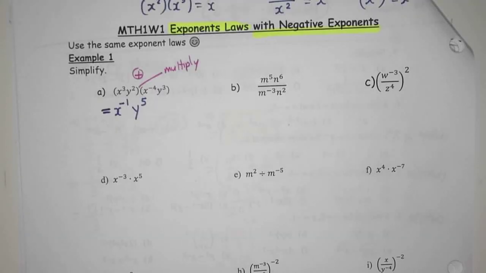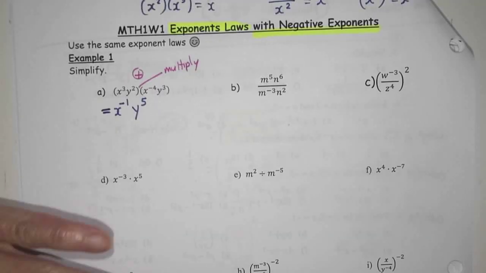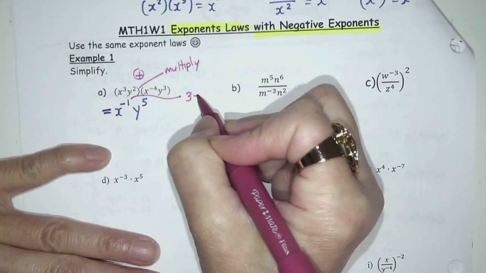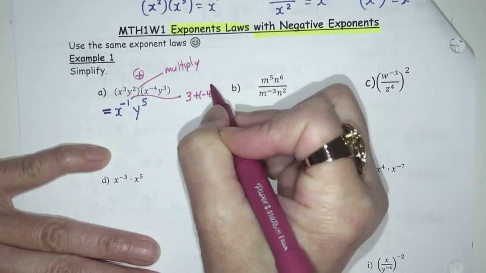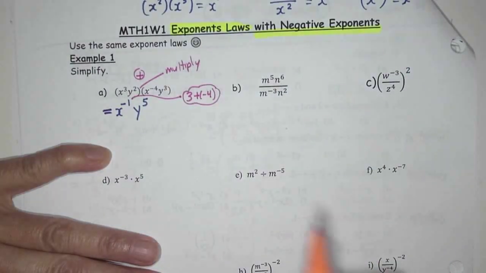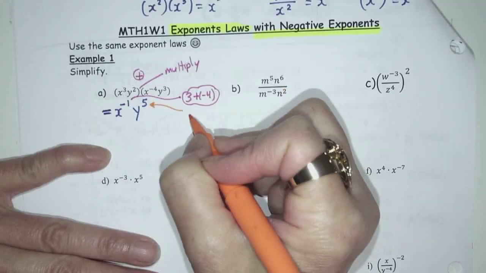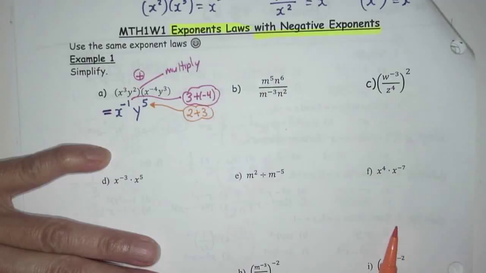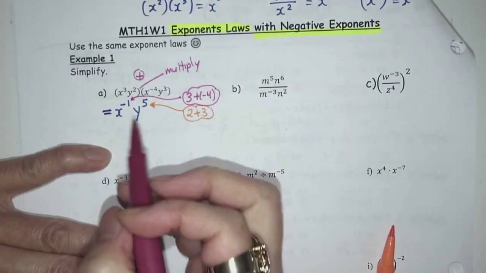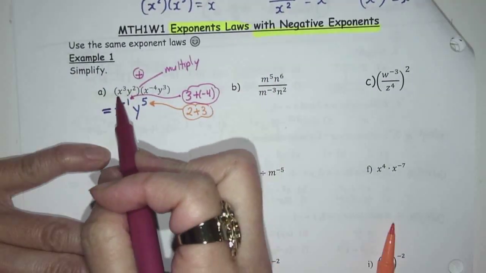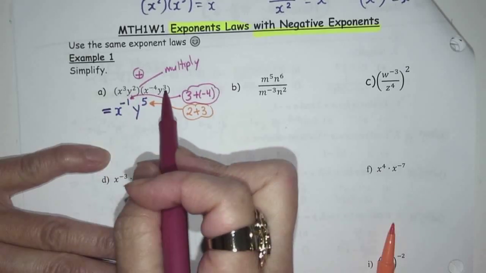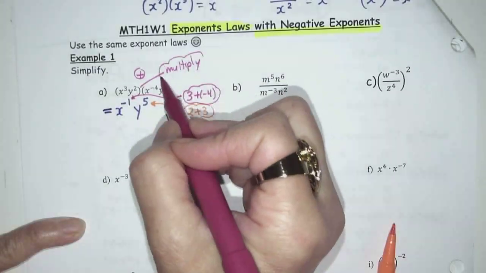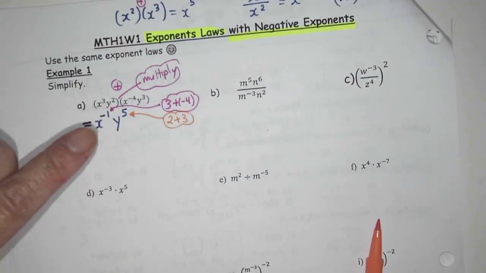Now we already understand what a negative exponent is. I'm just going to rewrite this again. This part here is 3 plus the negative 4. You don't have to show that. And this part here is 2 plus 3, which we already know. So when we multiply, we're adding the exponents: 3 plus the negative 4 for the same base, and for the y's, we have 2 y's and 3 y's, so 2 plus 3 is 5. This is all your brain thinking. You don't have to write that part, but your answer would be this.